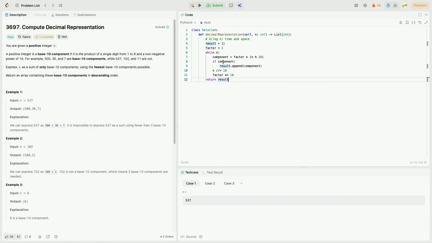Oh, there's one more thing that I just overlooked. So the order in which we put the components in here is, of course, now the reverse order. Because first we put in the 7, then we put in the 30, then we put in the 500. But we want it in reverse order. So we have to actually reverse the result before we return it, right? So I'm kind of happy with that.